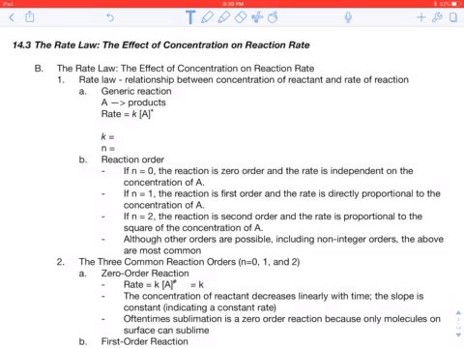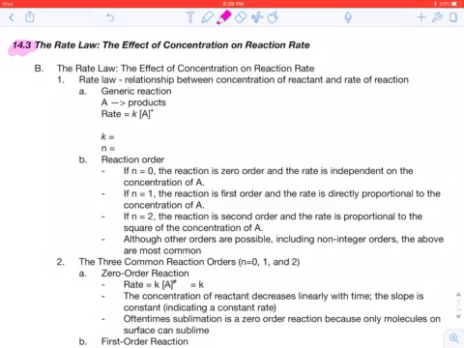Today we're talking about 14.3, the rate law. This is our effect of concentration on reaction rate. And as far as AP goes, this is probably one of our most important sections. You really want to get this one because this is where the questions for AP Chem will come in. And when we get to those questions, I will definitely make sure to let you know which ones those are. So let's just jump right in.